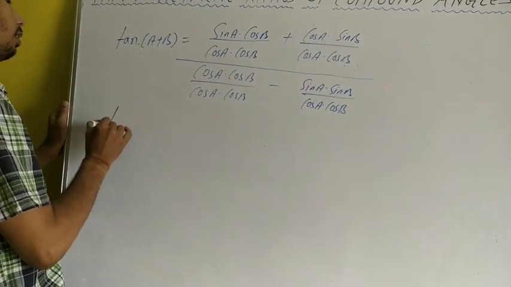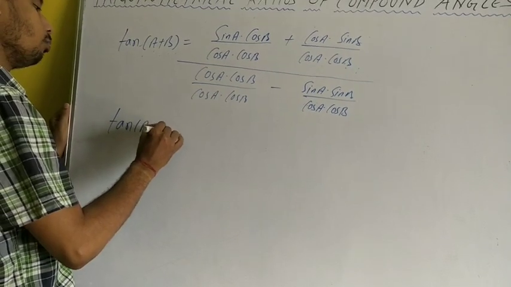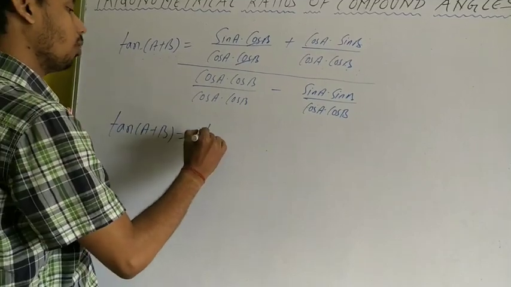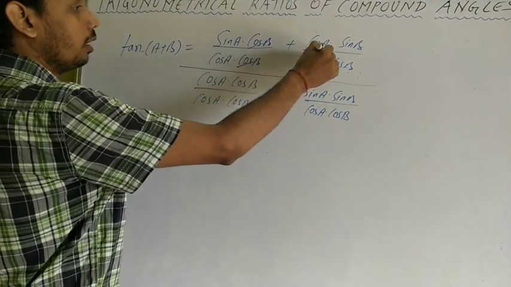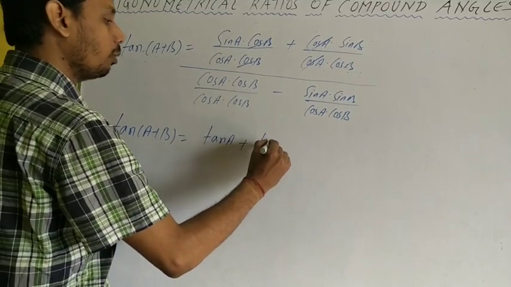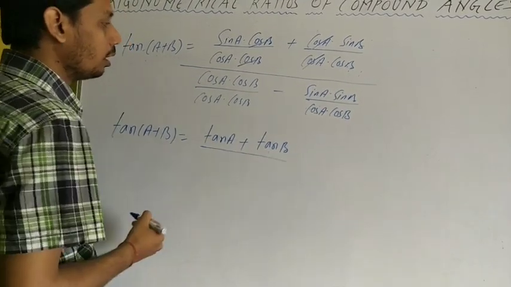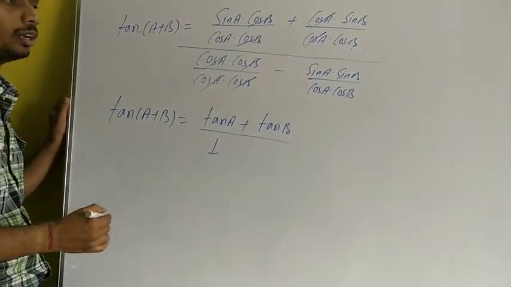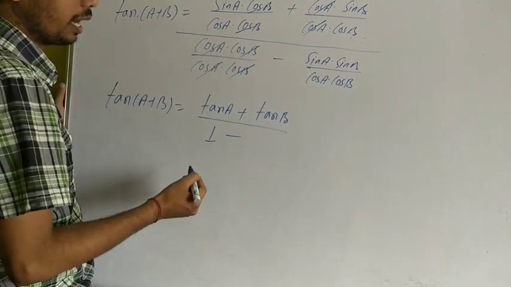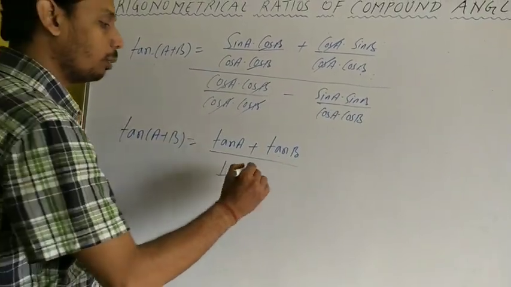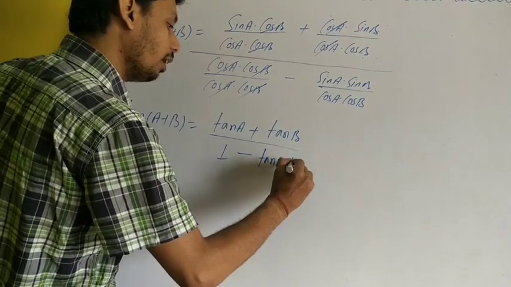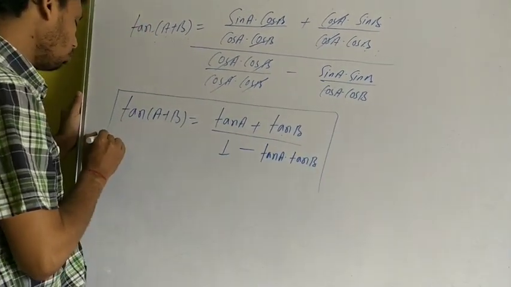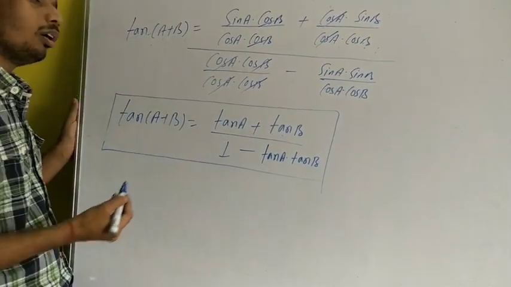So tan a plus b is equal to: cos b cancelled, sin a by cos a is tan a, plus, here cos a cancelled, sin b by cos b is tan b, upon, here cos a and cos b cancelled, we are left with 1 minus sin a by cos a, that is tan a, and sin b by cos b, that is tan b. So 1 minus tan a into tan b. Finally we have obtained the formula for tan of a plus b.